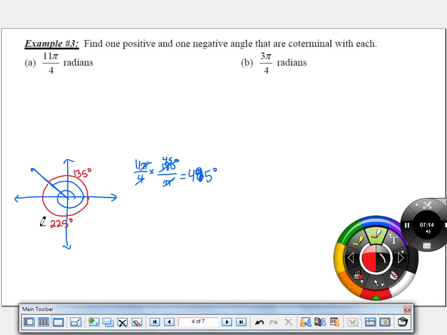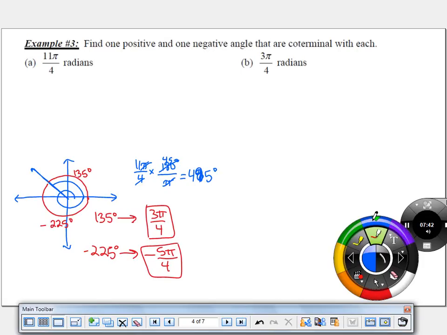So you should be able to do the conversion and then make sure that you get the right answers that we get here. So 135 degrees should convert to 3 pi over 4. Okay. And negative 225 degrees should convert to negative 5 pi over 4. And we just did that one in the last example. So 3 pi over 4 radians.